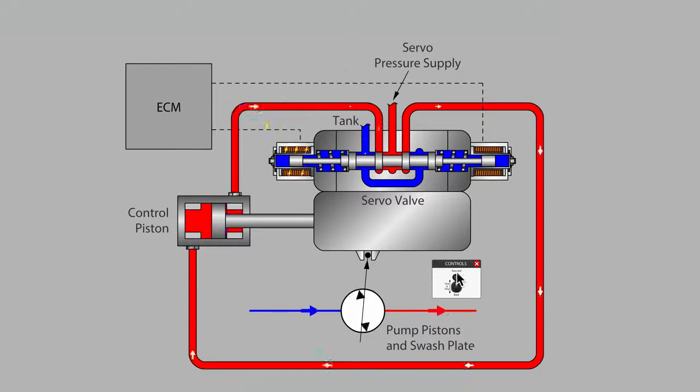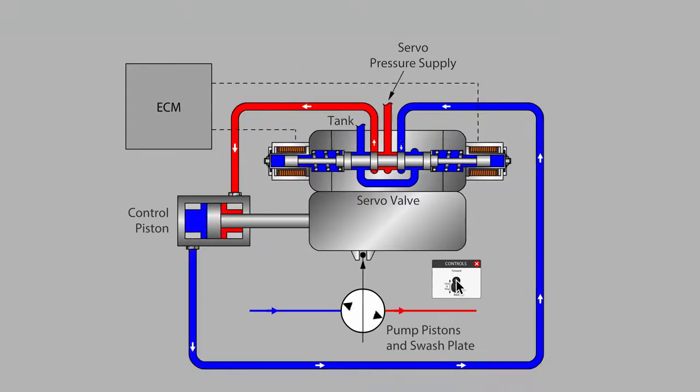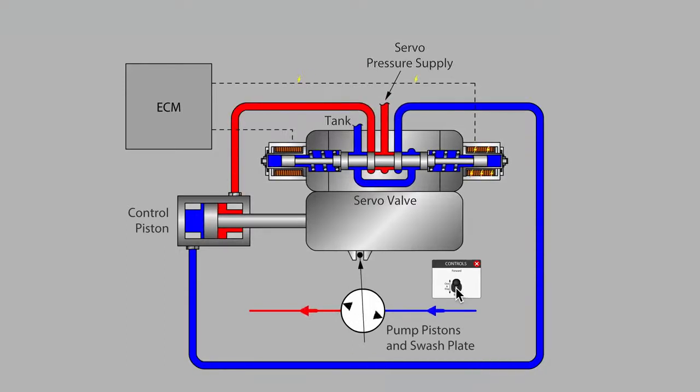Decreasing the current allows pressure in the control piston to be vented gradually to tank. Moving the control lever past the center point causes flow to be displaced from the pump's left-hand port. Our skid steer loader is now in reverse.